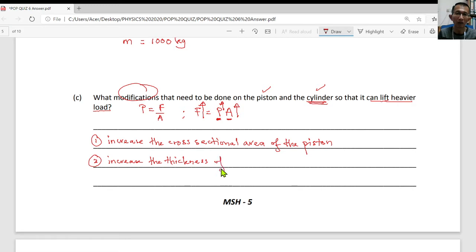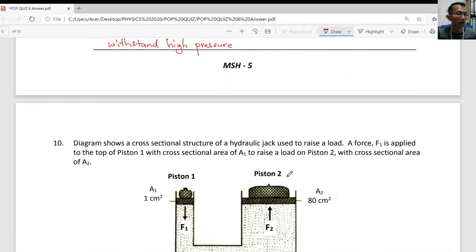Okay, the thickness of the wall of the cylinder. Why do we do this? So that it can withstand high pressure. Otherwise the cylinder will collapse, so we don't want that to happen. So these are the two modifications that we can make onto the piston and the cylinder so that the system can lift heavier load. Do you get it? Alright, let's move on to the next question.